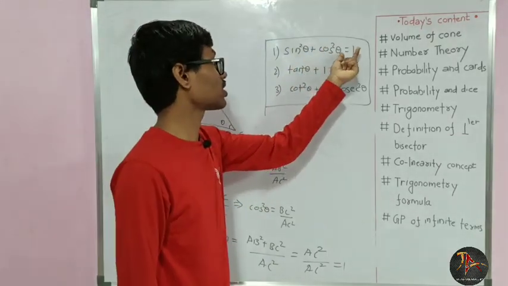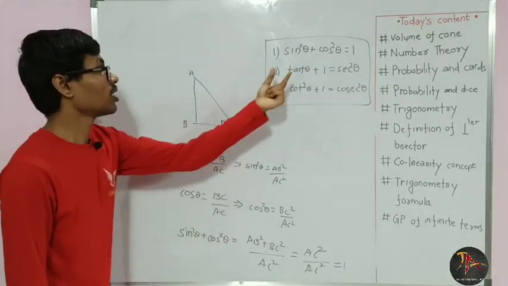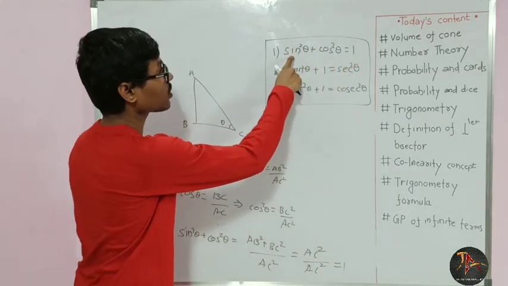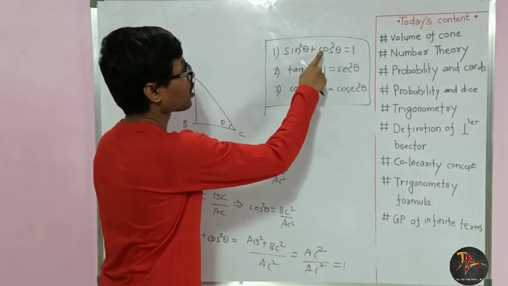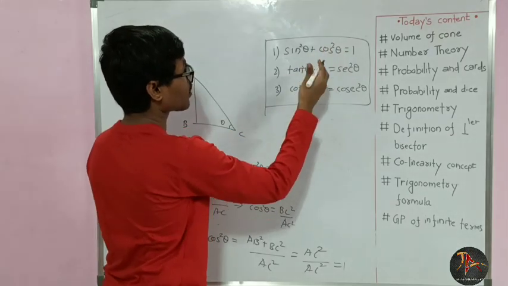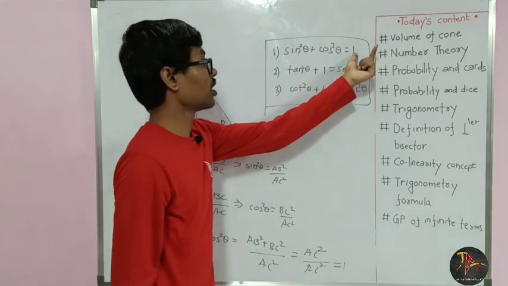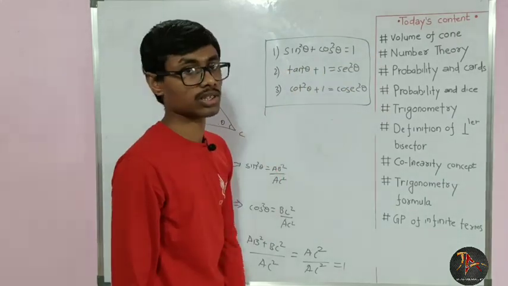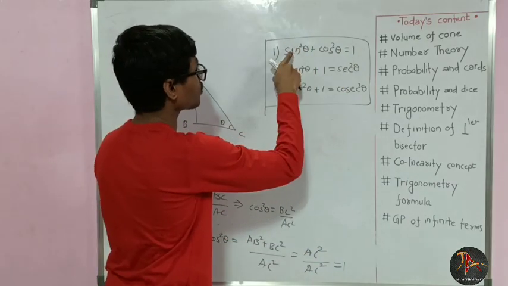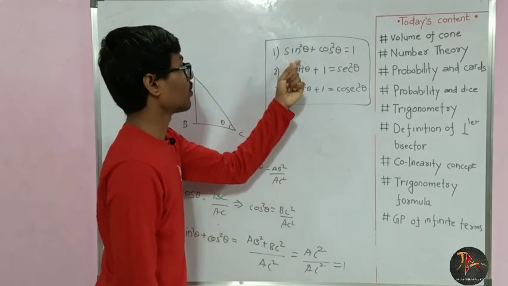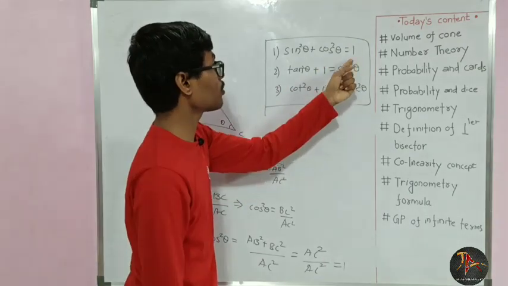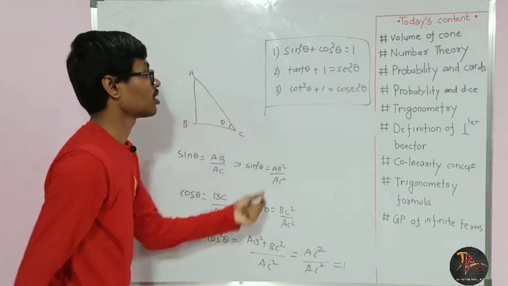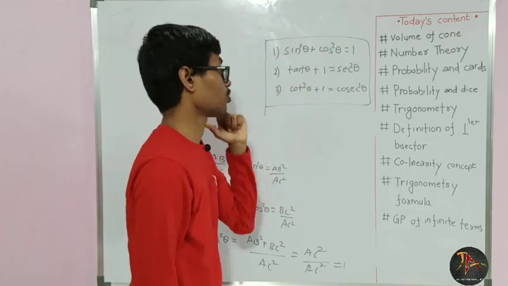Sin square theta plus cos square theta is equal to 1. The proof is this. Now if I divide the entire equation by cos square theta, then sin square theta divided by cos square theta is tan square theta, and cos square theta divided by cos square theta is 1. Tan square theta plus 1 is equal to, if I divide 1 by cos square theta, secant square theta. If I divide the entire equation by sin square theta, then I will get 1 plus cot square theta is equal to 1 by sin square theta, which is cosecant square theta. Now we have to remember these 3 formulae.